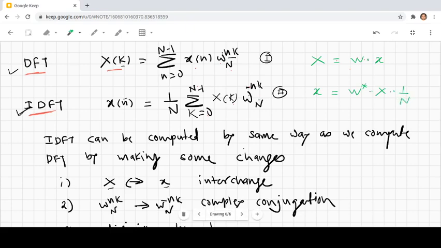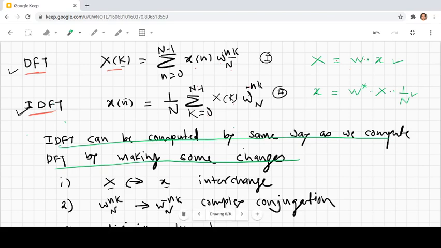So when we are finding the IDFT, we are using this equation, and when we are finding the DFT, we are using this equation. Essentially there is very much similarity between these two equations, and hence we say that the IDFT can be computed in the same way as we compute the DFT by making some changes. Whatever approach we use to find the DFT, the same approach can be used to find the IDFT also by making some changes.